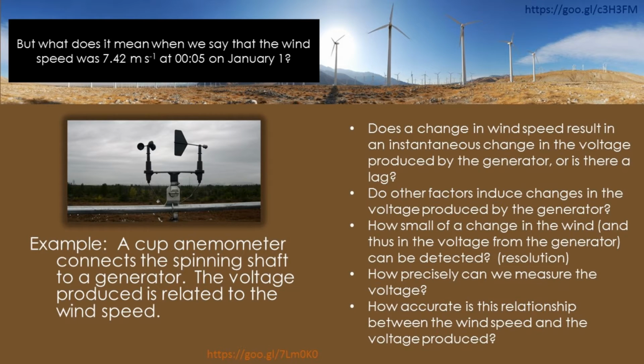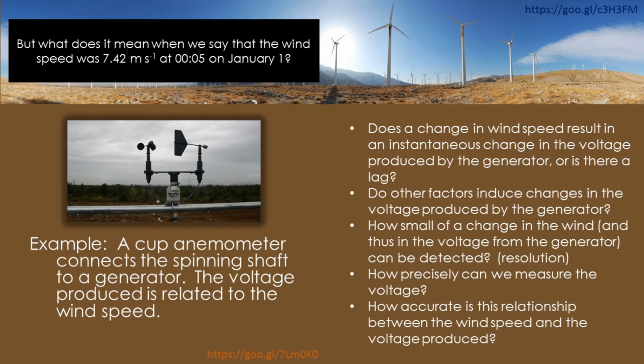For example, wind speeds can change in fractions of a second. Does a change in the speed of the wind result in an instantaneous change in the voltage produced by that generator, or is there some kind of lag? Does it take time to spin up the generator? Does it take time for that generator to elevate the voltage on the line, for the equipment that's measuring the voltage to determine that the voltage has gone up? What is the lag here?